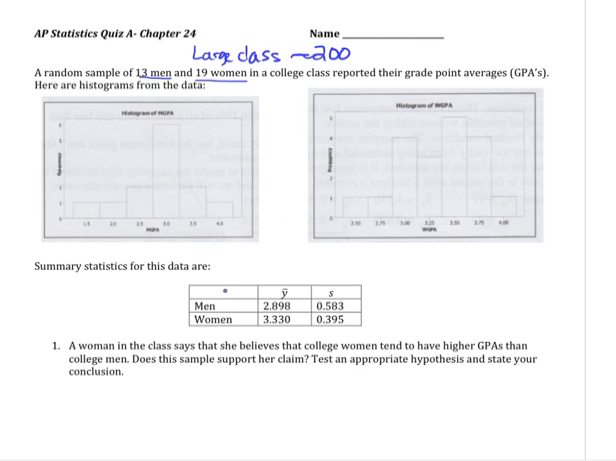We don't have the raw data, but we do have the summary statistics down here, and we do have histograms of separately the men. I think that's why this means M. And we have a histogram for the women's GPA as well. So I think we'll be needing that in order to address some of our assumptions for this hypothesis test.